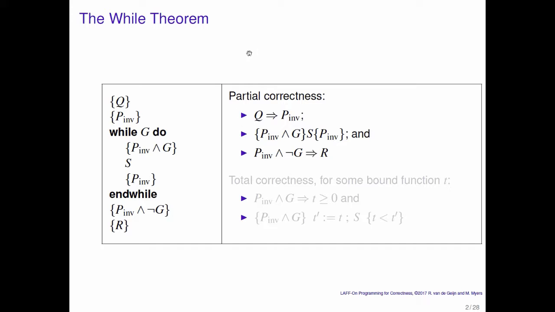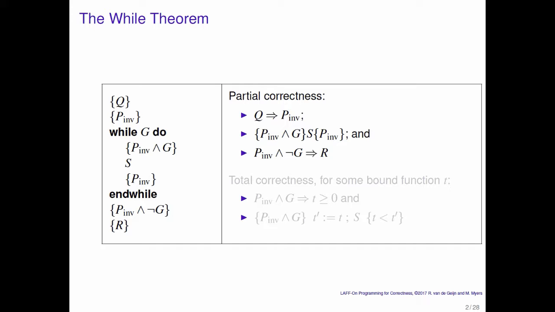And that is what is summarized on the right here. The checklist is: check that Q implies the loop invariant, check that the Hoare triple {P_inv and G} S {P_inv} holds, leaving you in a state where the loop invariant is true, and check that the loop invariant together with the loop guard being false implies R.